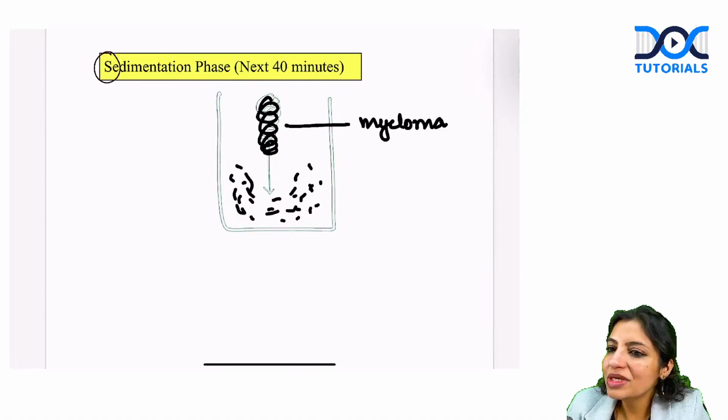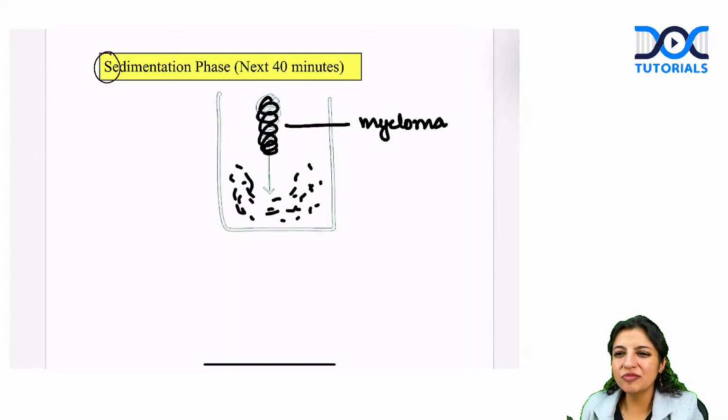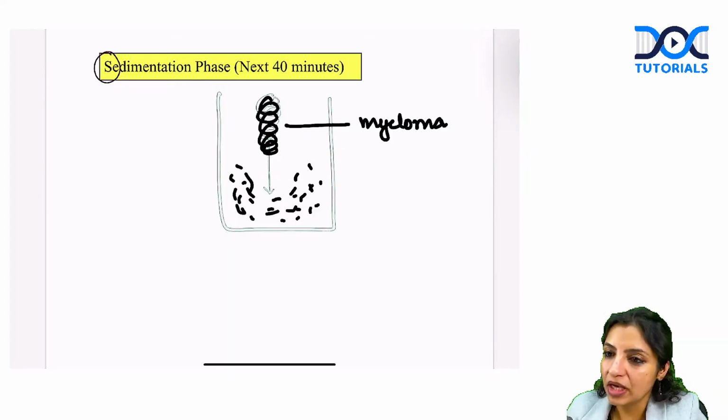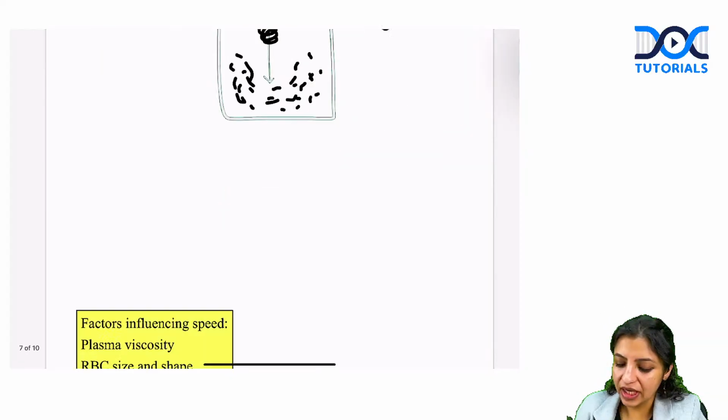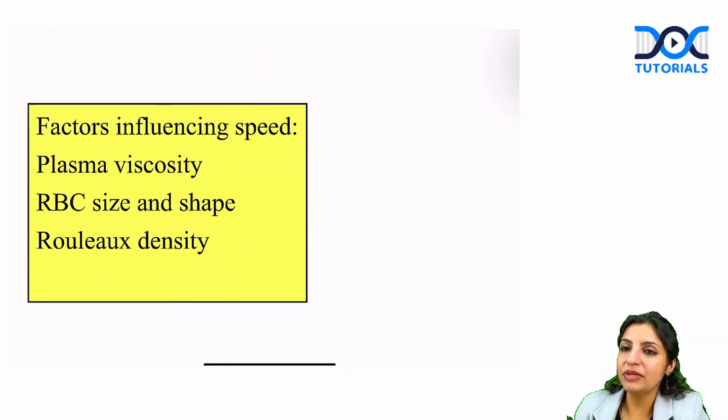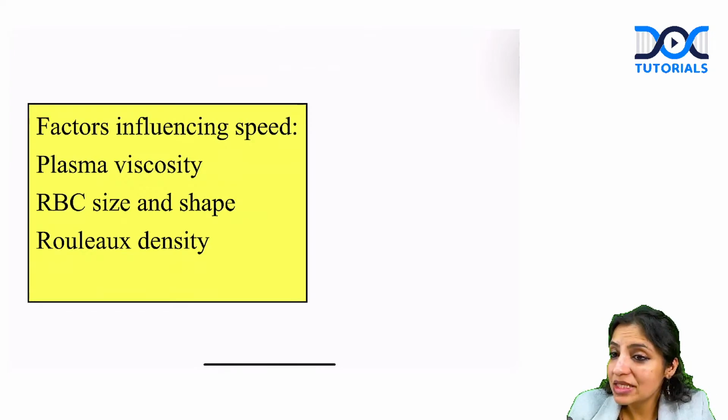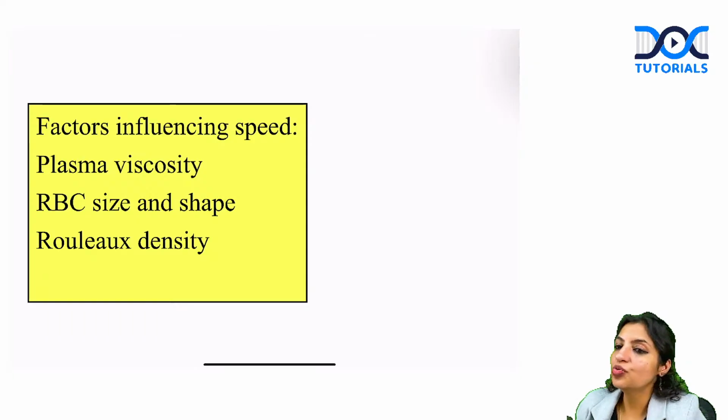Third is RBC shape. Suppose the RBCs are very small, microcytes, so the rouleau will also be smaller. Therefore, the ESR will not be high. Whereas if you have macrocytes, then the rouleau will be bigger. That is why I can say sedimentation basically depends upon viscosity, RBC size and shape, and rouleau density.